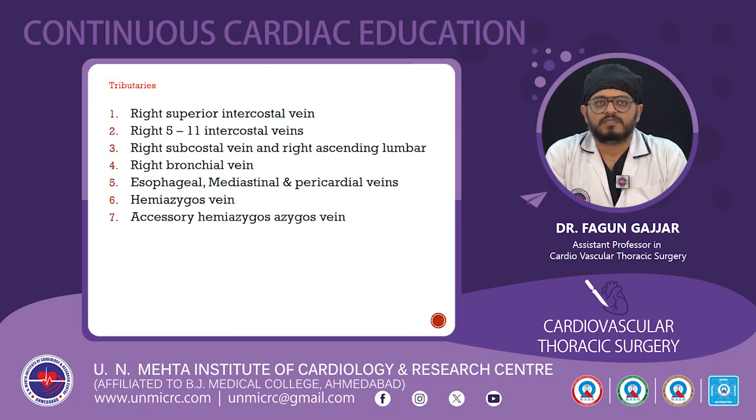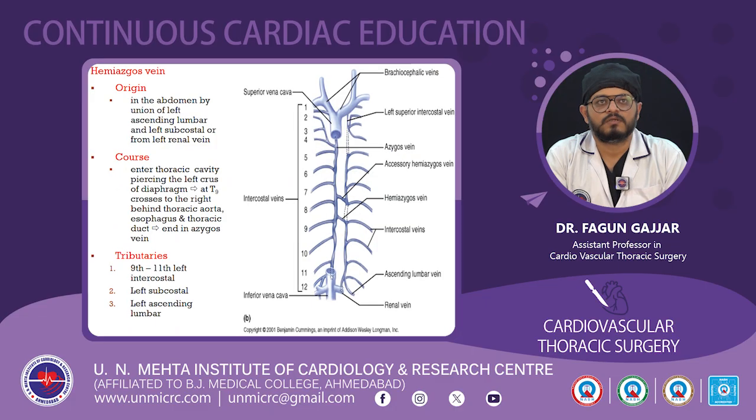The tributaries are the right superior intercostal vein, right 5th to 11th intercostal veins, the right subcostal vein and right ascending lumbar vein, right bronchial vein, esophageal, mediastinal and pericardial veins, hemiazygous vein and accessory hemiazygous vein. The hemiazygous vein originates in the abdomen by the union of left ascending lumbar and left subcostal veins, or from the left renal vein. It enters the thoracic cavity by piercing the left crus of the diaphragm at T9, crosses to the right behind the thoracic aorta, esophagus and thoracic duct and ends in the azygous vein. The tributaries are 9th to 11th intercostal veins, left subcostal and left ascending lumbar vein.